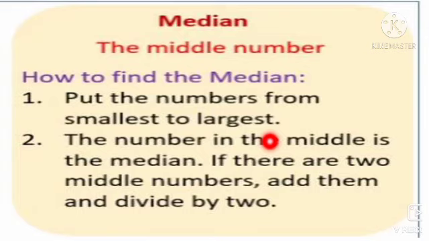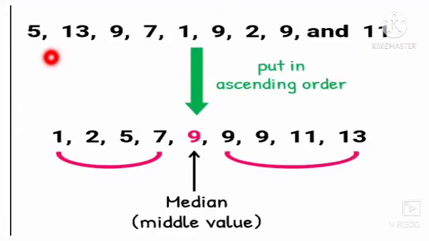That middle number is said to be the median of the given numbers. If there are two middle numbers, you have to take the average, that is, add them and divide by 2. This is an example: 5, 13, 9, 7, 1, 9, 2, 9 and 11. First you have to write them in ascending order from smallest to biggest. Here the middle number is 9. Therefore the median of the given numbers is 9.